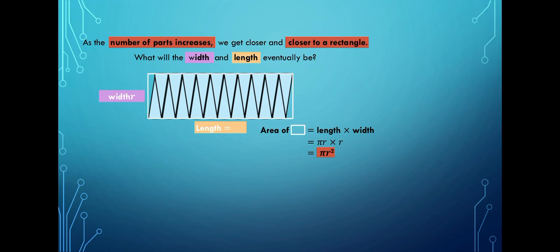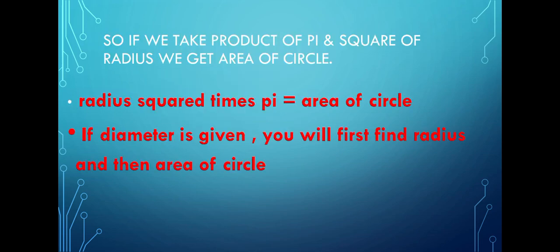What will the width and length eventually be? This side is the width and this is the length. The area of a rectangle is length multiplied by width. The length is basically pi r and the width is r, so pi r multiplied by r makes pi r squared. This is the formula of area. So if we take the product of pi and the square of the radius, we get the area of the circle. Radius squared times pi is equal to the area of a circle.